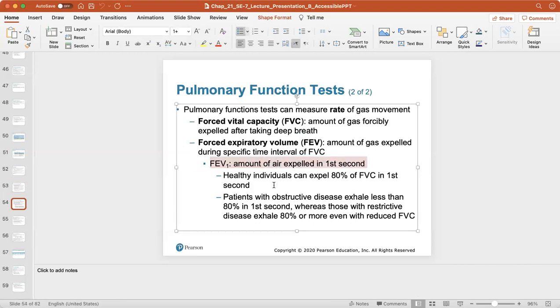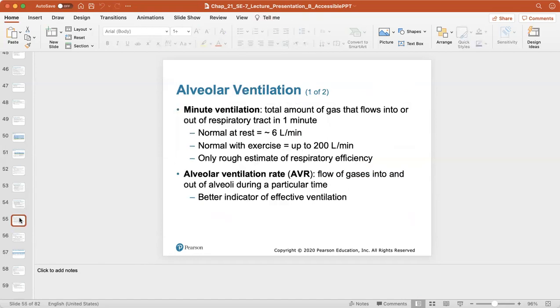So healthy individuals can expel about 80% of forced vital capacity in the first second, and patients with an obstructive disease will exhale less than 80% in the first second, whereas those with a restrictive disease will exhale 80% or more with reduced forced vital capacity.